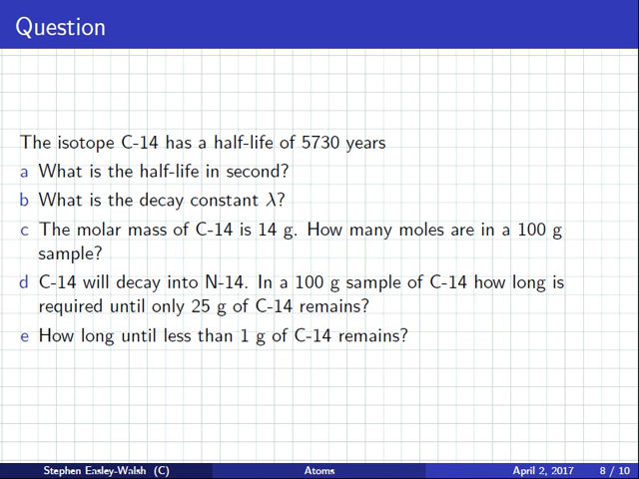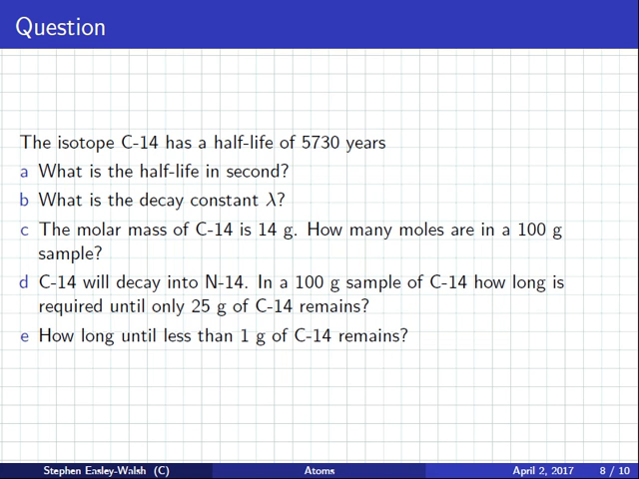Okay, part C. The molar mass of carbon-14 is 400 grams. How many moles are in 100 grams? 1,400. That is so wrong. Molar mass, how many moles? Moles equals... What is it, Lee? 100. 7.14 moles. Oops. Small typo in the miscalculation.